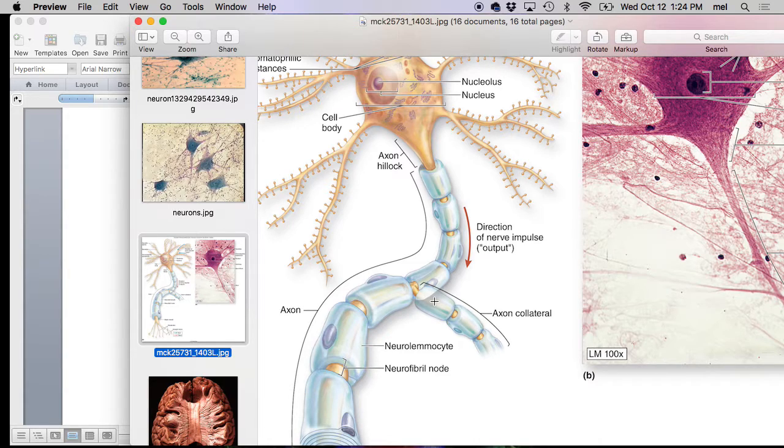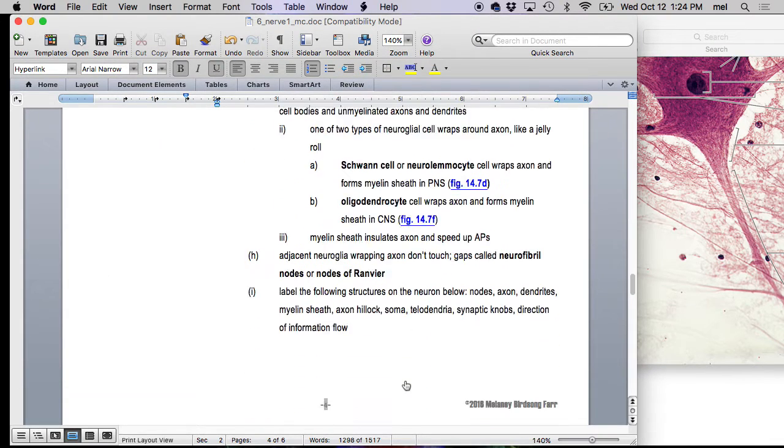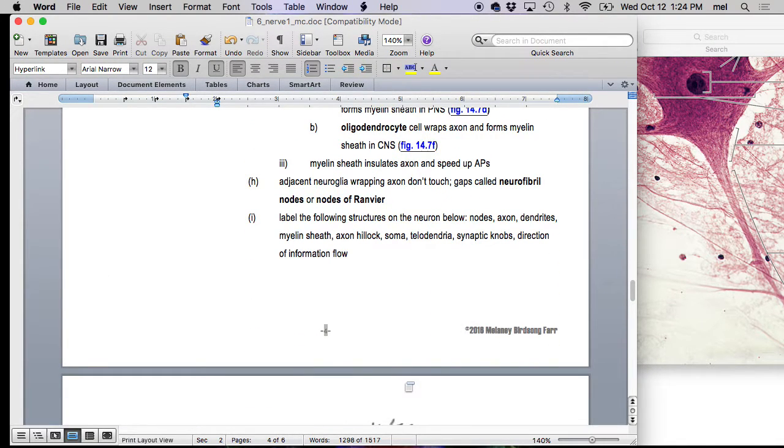Look it up. Okay, so it's actually going from one place to the next and making it a really fast transmission. Okay, so that's myelination. Okay, so those are your nodes.